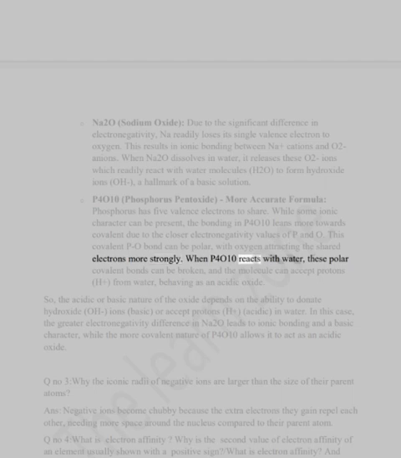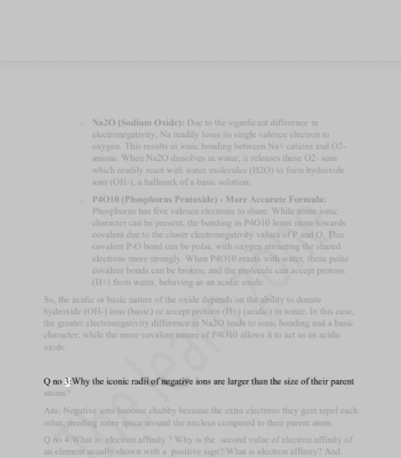When P4O10 reacts with water, these polar covalent bonds can be broken, and the molecule can accept protons, H+, from water, behaving as an acidic oxide. So, the acidic or basic nature of the oxide depends on the ability to donate hydroxide, OH-, ions, basic, or accept protons, H+, acidic, in water. In this case, the greater electronegativity difference in Na2O leads to ionic bonding and a basic character, while the more covalent nature of P4O10 allows it to act as an acidic oxide.